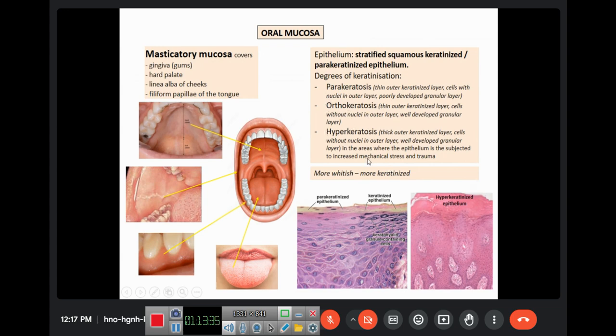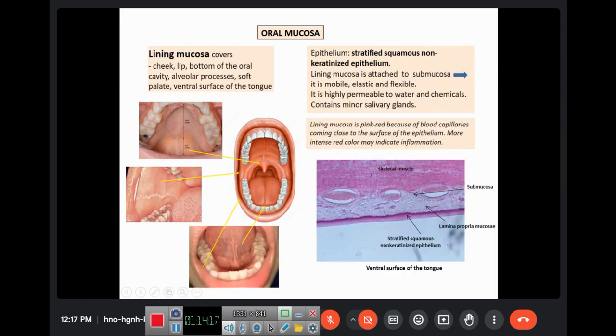And also we can have the hyperkeratosis. Hyper means higher than normal. So it is a too thick outer keratinized layer. Cells without nuclei are in this layer, and a well-developed granular layer or stratum granulosum. This hyperkeratinized epithelium can be present in the areas with mechanical stress and trauma, such as in this linea alba in the cheeks.